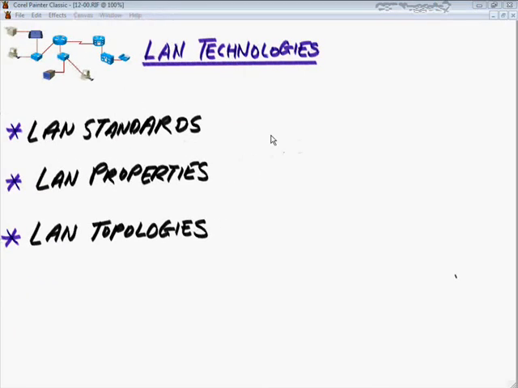This nugget's going to be partitioned into three different areas. First of all, we'll talk about the various LAN standards. I'll define really once and for all what Ethernet is, and then we'll look at some of the 10 base, 100 base, 1000 base, and 10 gigabit base technologies. We'll also look at some of the LAN properties. We'll define terminology like carrier sense multiple access collision detection. Talk about broadcasts and collisions, good stuff like that.